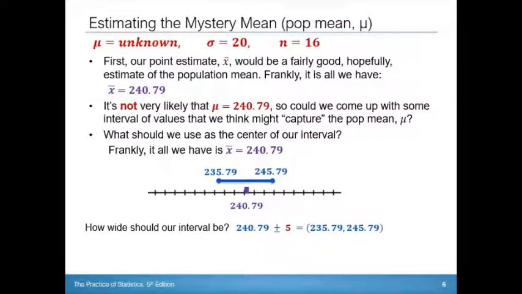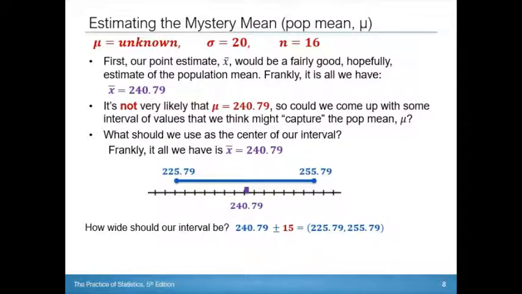Well, why 5? Why use 5? We could also use 10, so the interval is a little wider. So we say 240.79 plus or minus 10, which would give us, of course, that interval from 230.79 to 250.79. And maybe we want to go wider. What if we did plus or minus 15? So we have an interval now from 225.79 to 255.79. So how wide should we go?